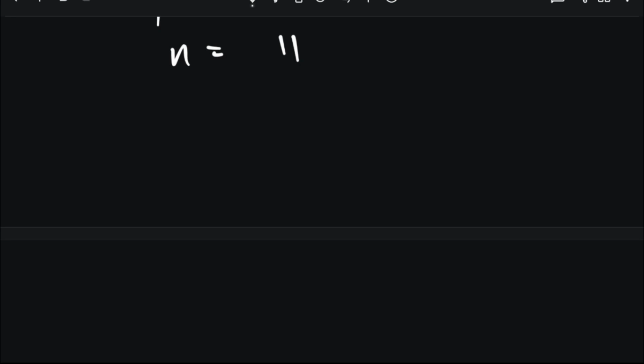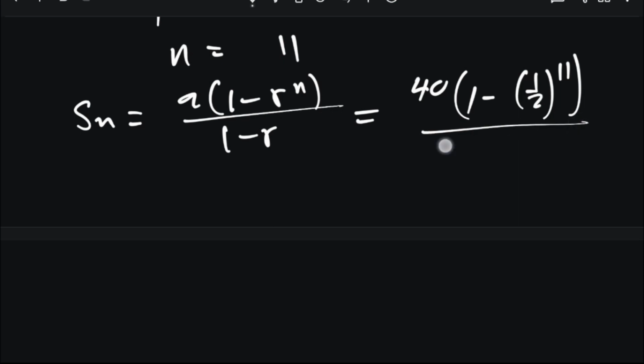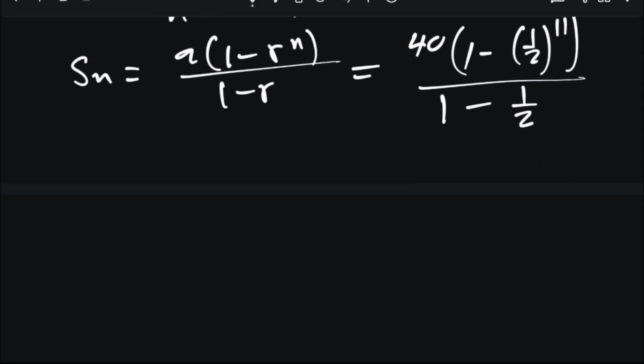Let's go back to our formula for the sum of the geometric series, which is Sn is equal to a times 1 minus r to the power n, all over 1 minus r, right? So we plug in all the values. Now we have a is equal to 40, 1 minus, what is r? R, we said it was 1/2, all that to the power 11, which is our n, divided by 1 minus 1/2, right?